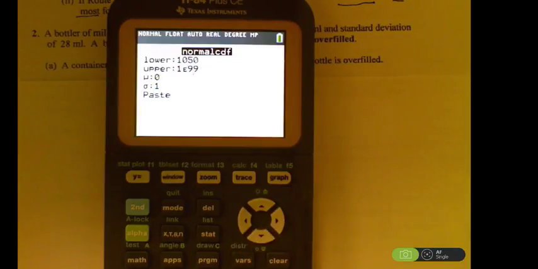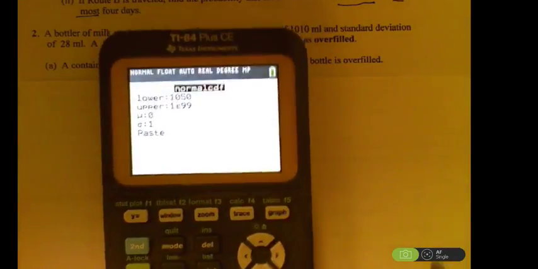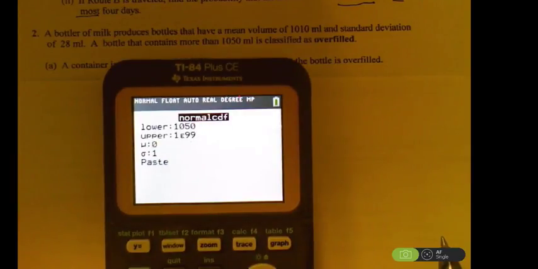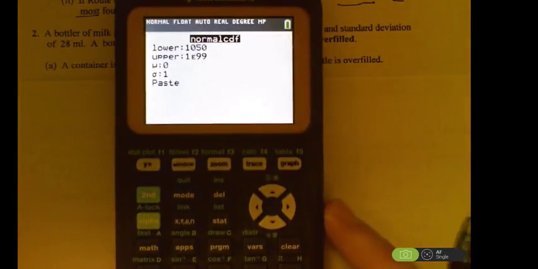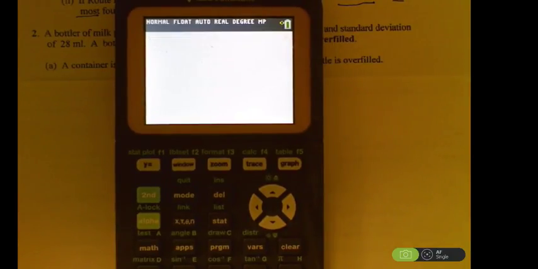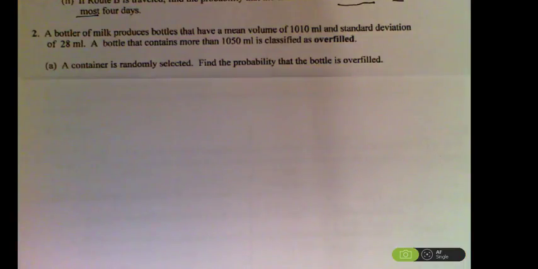So anyway, the mean they gave us for this problem is 1010 and a standard deviation of 28. And there's our probability, about 7.66%, or you could say 0.0766. Either way, we got 3 sig figs on that. Jumping down to part B.